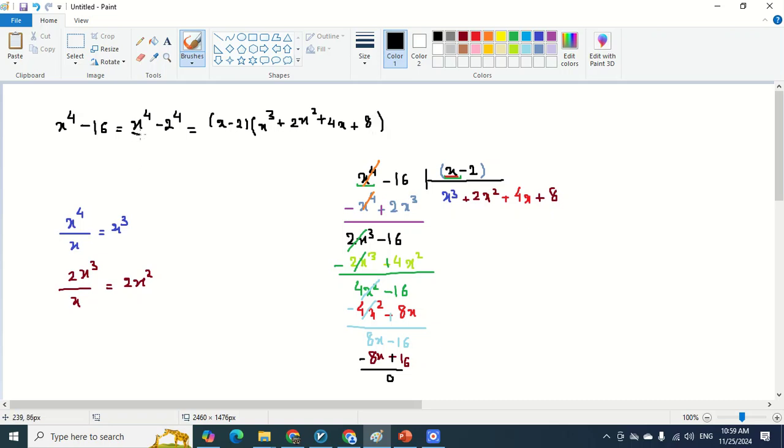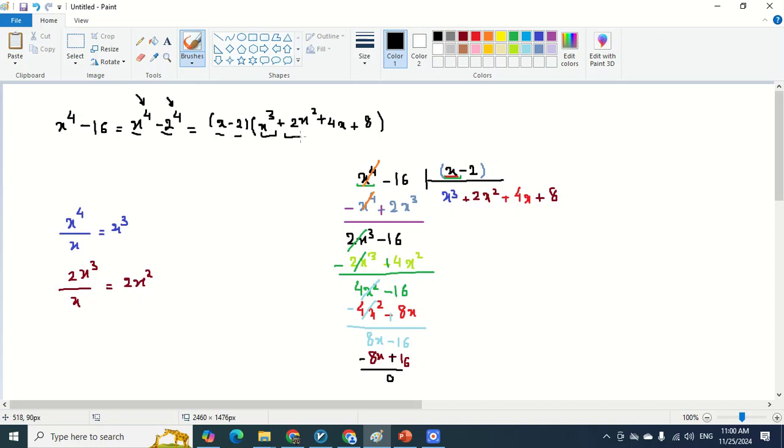It means that x to the power of 4 minus 2 to the power of 4 will be x minus 2, without the exponent. I rewrite it here, x minus 2. Then I start by writing one lower exponent. Lower than 4 is 3. So I start with x to the power of 3.